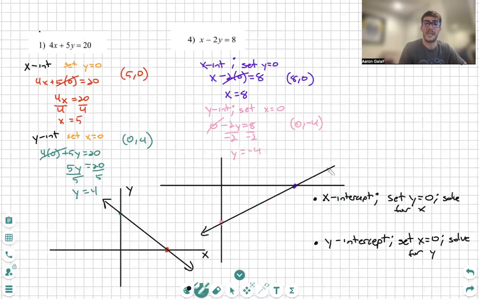So again, if you don't like this method, just transfer it over, get y by itself, y equals mx plus b. However, if you can see it and it's easy, it's a very fast way to graph linear equations when given clear integers that we can solve for x and y intercepts.